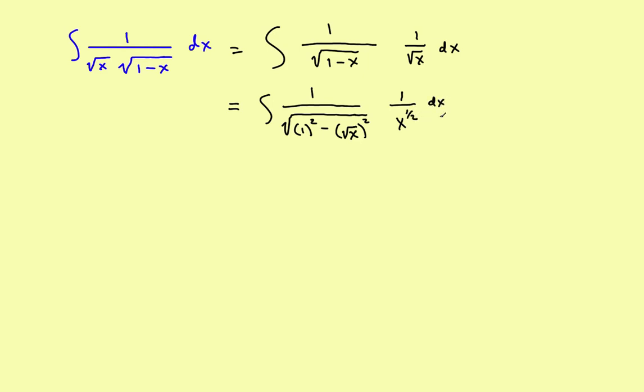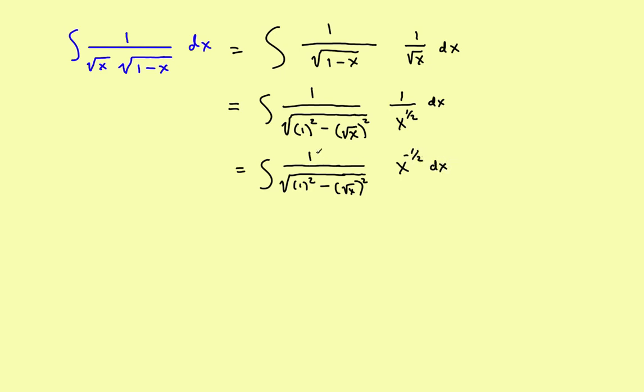So again, we're just playing with things to try to make them line up right. I'll do one more thing before we do the u substitution. Make this be the integral of 1 over the square root of 1 squared minus the square root of x squared. So there it is in the squared form. And this is an x to the 1/2 in the denominator. I'll move it to the numerator and make it be an x to the negative 1/2. And then I've got a dx.